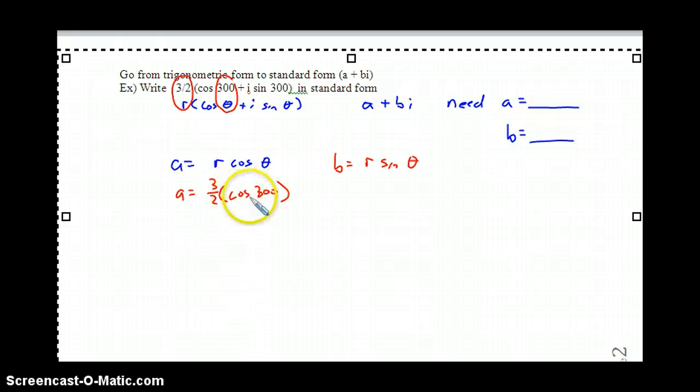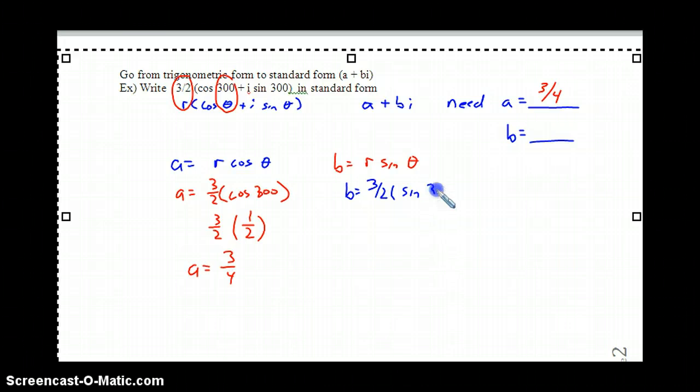Now this happens to be on my unit circle. So using my unit circle, I would find that the cosine, which is the x value at 300 degrees, is 1/2. And bring down the 3/2, that would be 3/4 as my a value. Finding the b value, I would say b is equal to 3/2 times the sine of 300 degrees. Again, the sine of 300 is on my unit circle, so going to my unit circle, I would find that it's negative square root of 3 over 2.